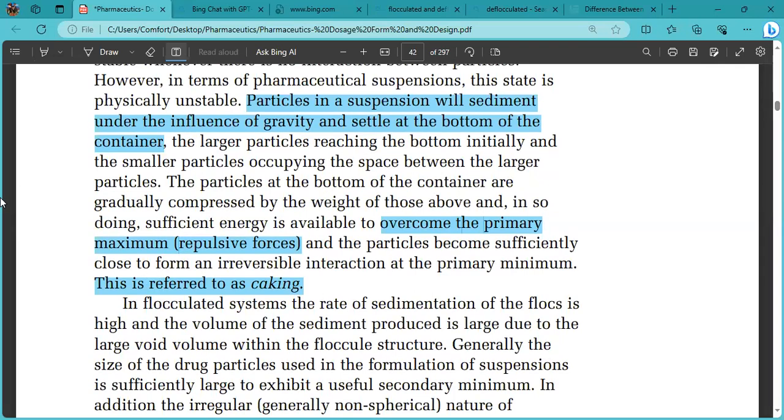Yeah, so they keep on settling at the bottom. The smaller particles occupy the space between them. Then the weight of these particles as they settle will keep on weighing on each other, and they will lack sufficient energy to overcome the primary maximum. The primary maximum is another name for repulsive forces. So they will not be able to repel each other, and the weight of the particles will overcome their ability to repel one another. Since it overcomes them, the particles will closely form together, and then they will result in the caking phenomenon like we talked about.